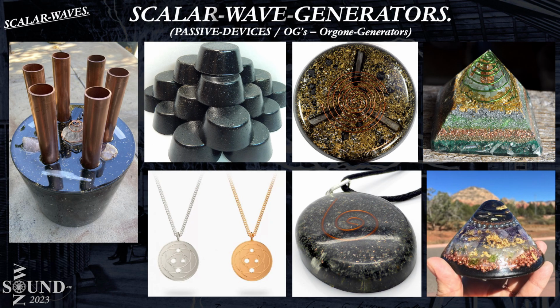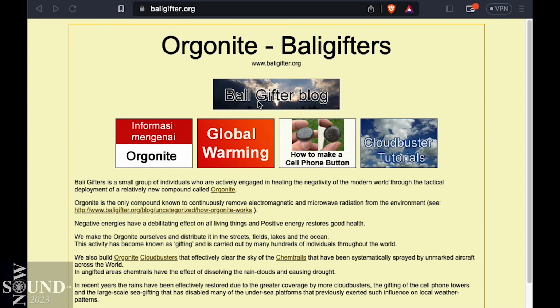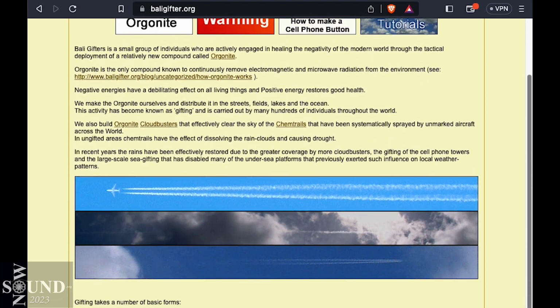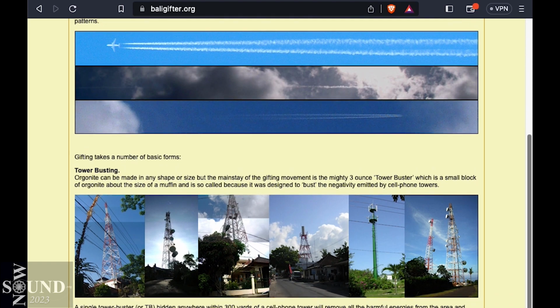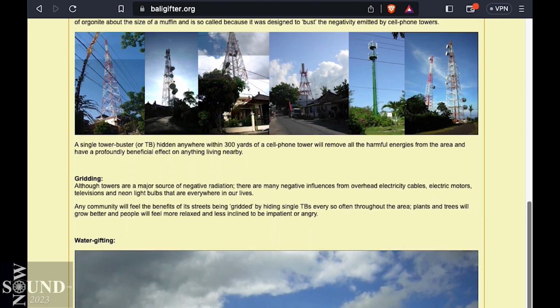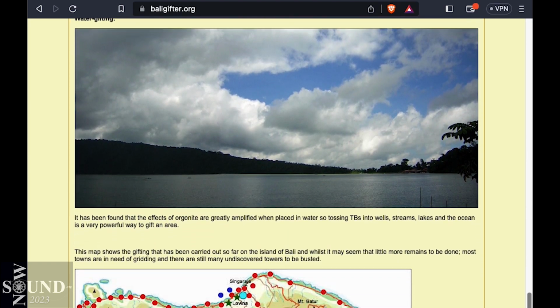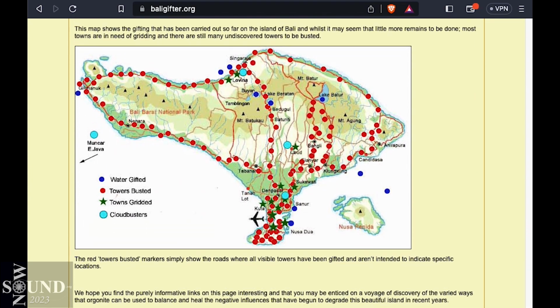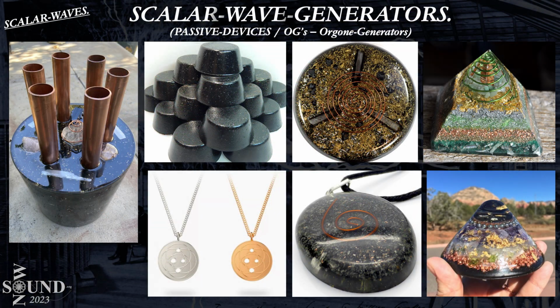So there's a project called the Bali Gifting Project. Bali is a very peaceful place with no accidents. www.baligifter.org. Every cell phone tower and water body in Bali has been gifted with an orgone generator. Everyone. And that project's been going for about 5 to 8 years.